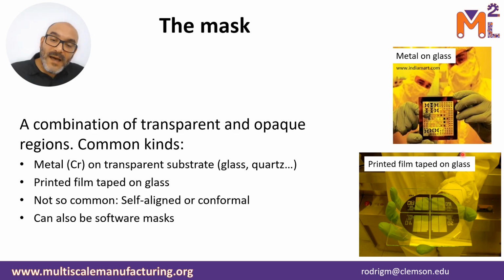You could also have a film that has been printed with an opaque ink that will block the 365 nanometers. You can have that film, and then usually you'll tape it onto a harder substrate, for example, a glass substrate. And in both cases, you can see that you have regions that are transparent to 365 nanometers and regions that are opaque. So in these cases, you can pattern the light that gets delivered to the photoresist that you have underneath.